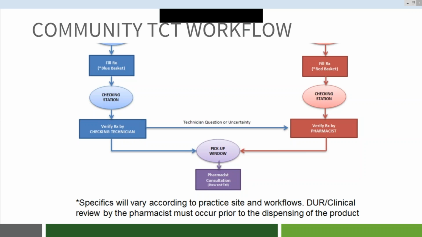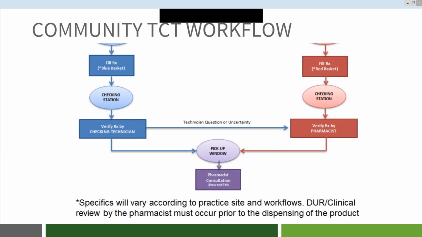Did any technology overrides occur while the prescription was being filled? If the answer is yes, the prescription should return to the traditional workflow, which is signified by placing the prescription in a red basket. If no technology overrides occurred, it may go through the TCT workflow, which is signified by being placed in a blue basket. The prescription moves to the checking station. Red baskets will be checked by a pharmacist. Blue baskets will be checked by a VPT.